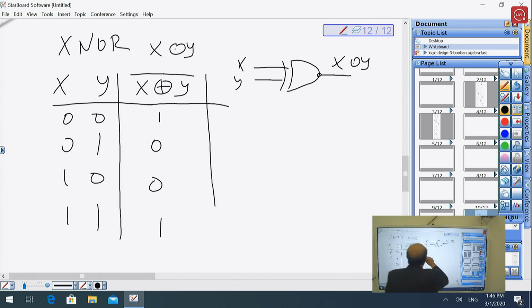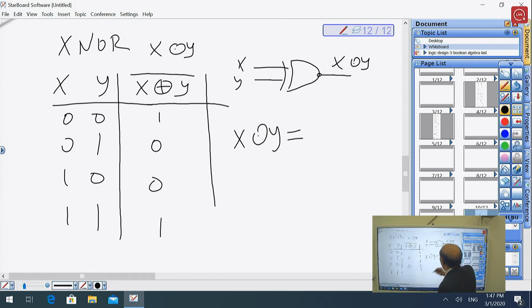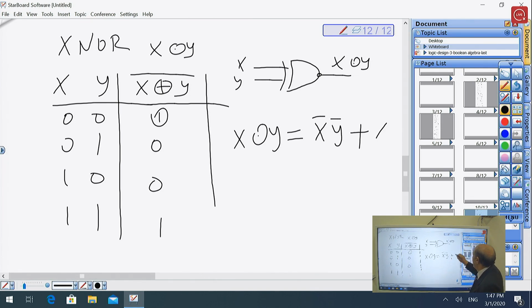We can obtain the function from the truth table. It's 1 when not X and not Y, or when X and Y. Again, you cannot simplify this function anymore. It's in the minimal form, and the XNOR again is a very useful gate. We will use it in the design of several logic circuits.